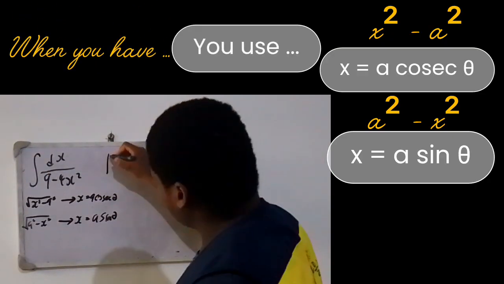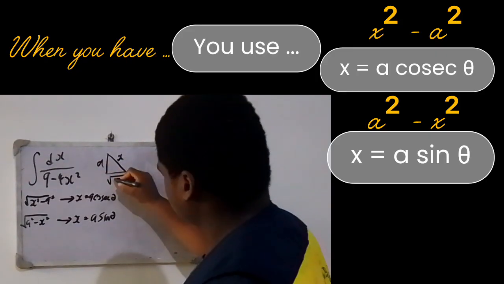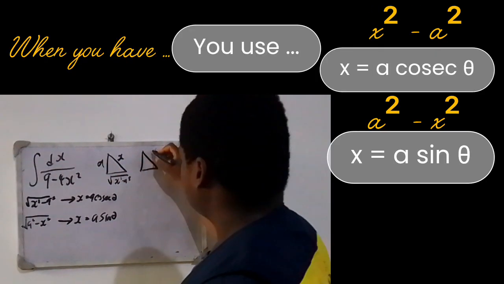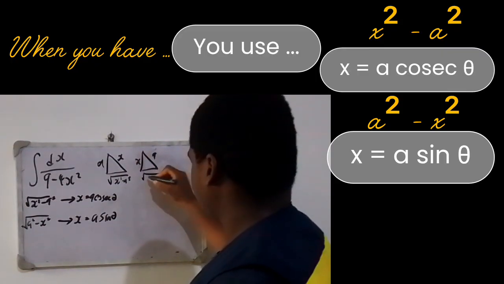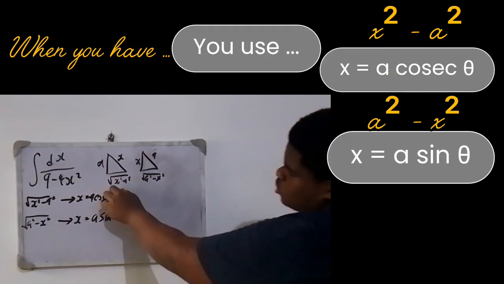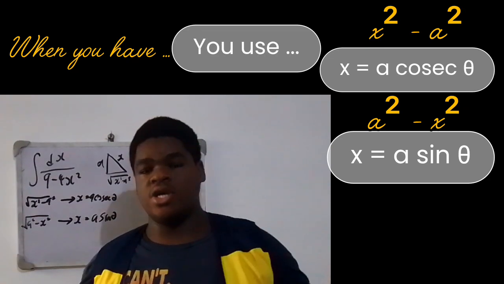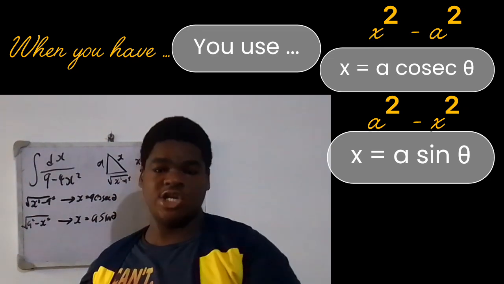Remember, the first triangle we did, here was x, here was a, and here was the square root of x squared minus a squared. The second triangle we did, here was a, here was x, and here was the square root of a squared minus x squared. Now, you've seen x squared minus a squared, you've seen a squared minus x squared. Now, what of a squared plus x squared, or x squared plus a squared? Well, that would be the same thing. A squared plus x squared is the same as x squared plus a squared.